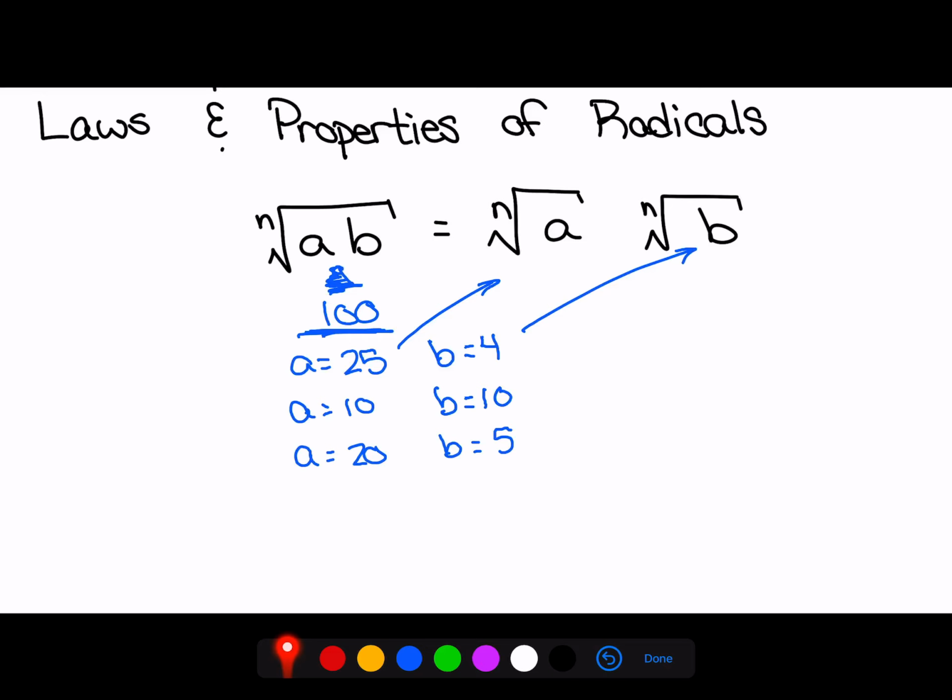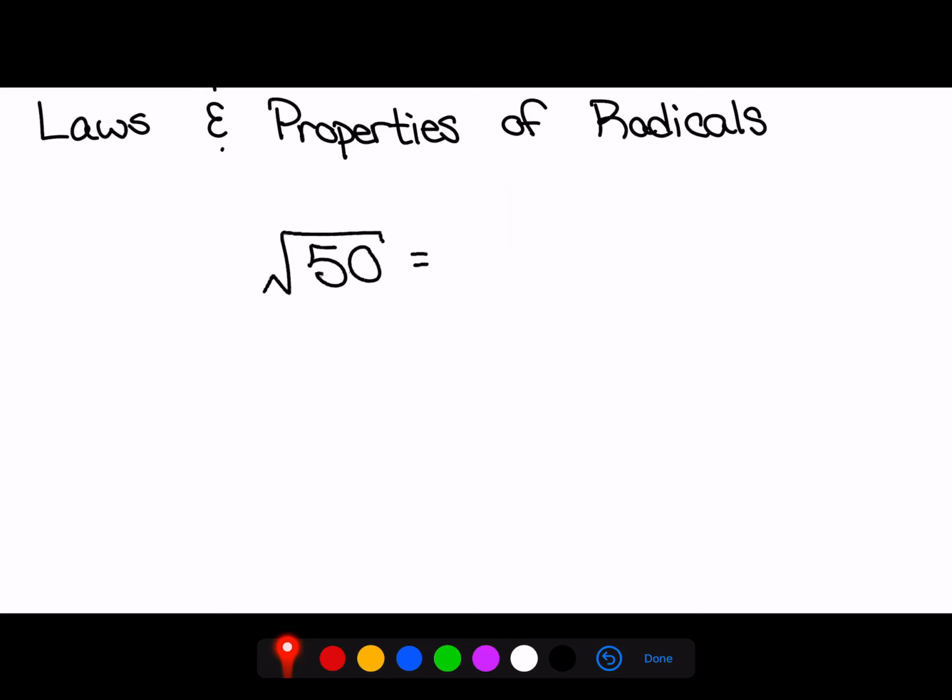It doesn't always work out that way. Sometimes you'll be dealing with a cube root or something, and you need to get comfortable with those. But just keep in mind that oftentimes square roots are the way that you want to go with these. So let's try this out. Square root of 50. If I were to break this out, some numbers that multiply to be 50.